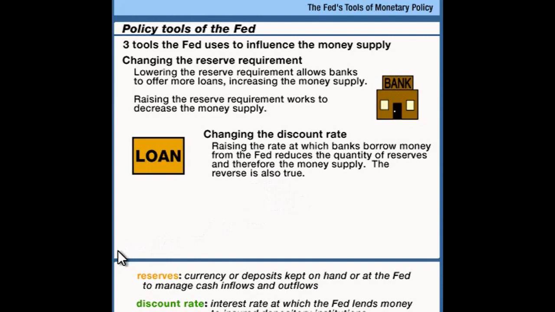And although this was the most important tool that the Fed used in its early days, nowadays it's relatively unimportant for the Fed's influencing the money supply. The third tool that the Fed uses is called open market operations. And open market operations influence the amount of reserves out there in the banking system directly. That is, the Fed buys and sells Treasury securities on the open market.